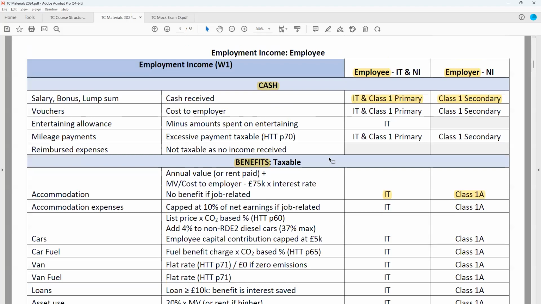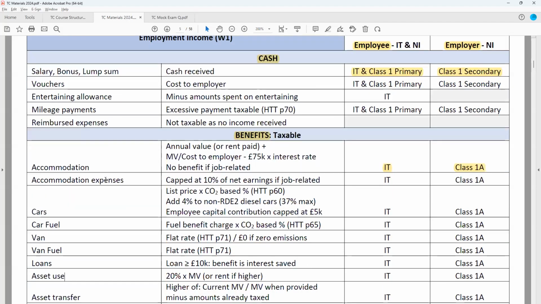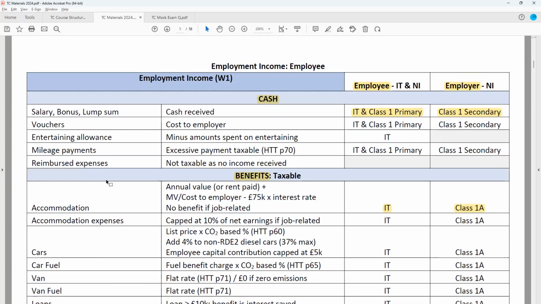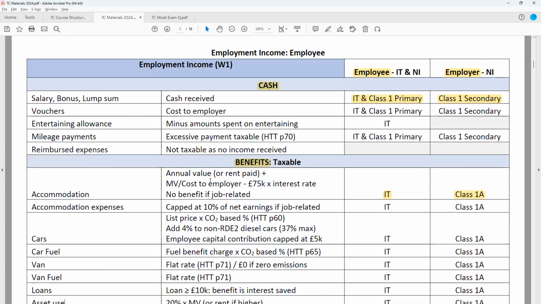And then once you've done that, understood it conceptually, then you can focus on memorizing the calculations for each specific benefit. So once you've understood it and you feel as though you've learned it, then you can just test yourself over and over again.